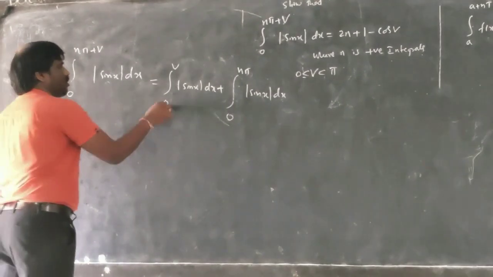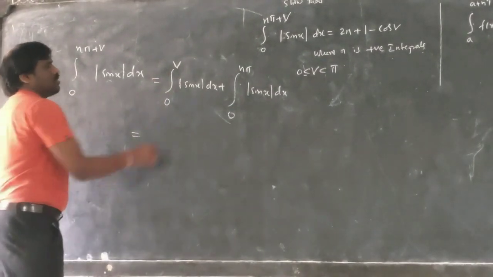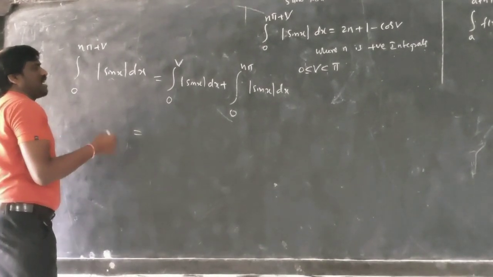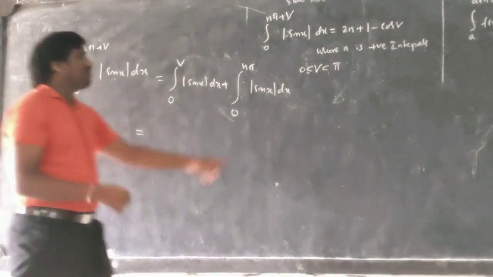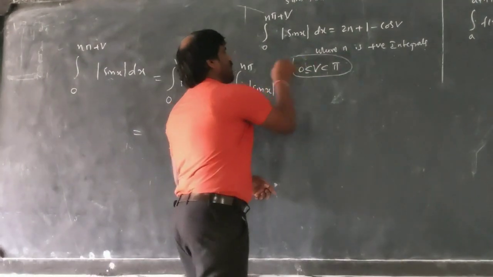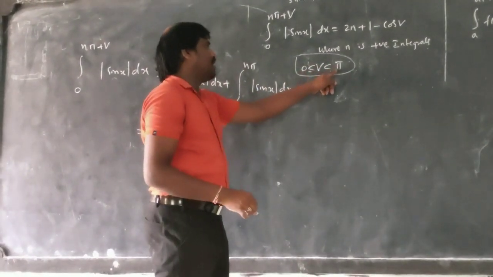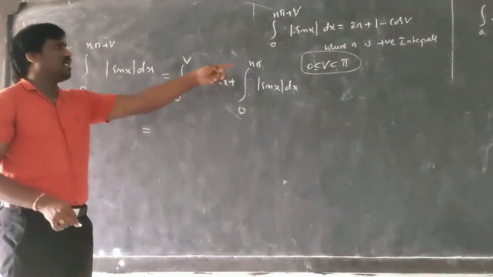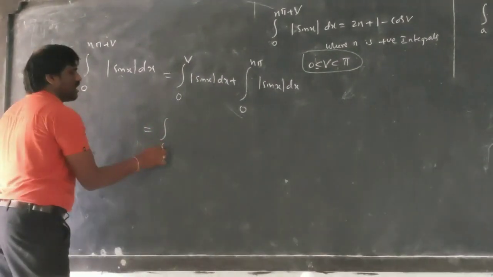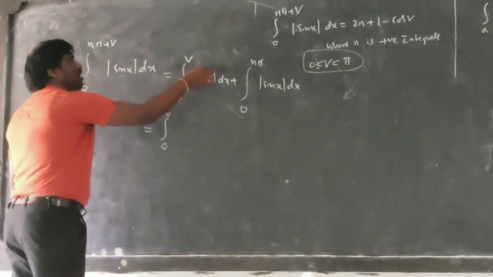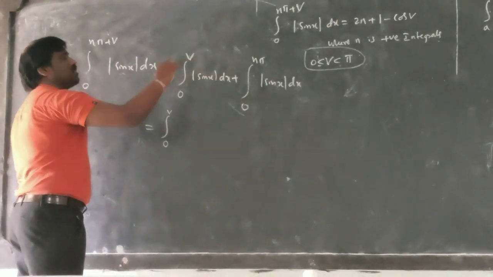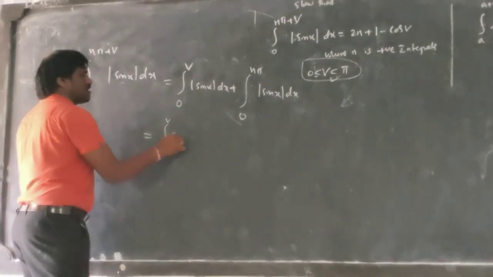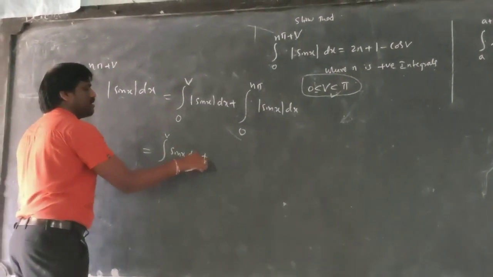In the first part, from 0 to b, we don't know what b is, but b is given between 0 and pi. That means sin x is in the first and second quadrant, where it is positive. So now we have the idea of how the modulus opens, positive or negative. 0 to pi means positive, so I can write it as the integral of sin x dx from 0 to b, plus the next integral.